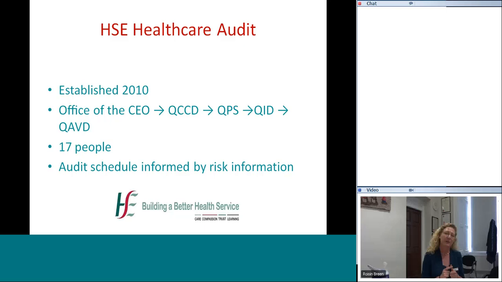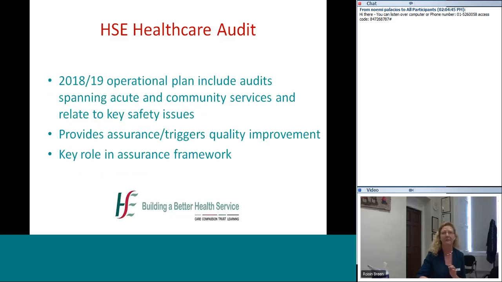So we look at information that's coming through the National Patient Experience Survey, information from the analysis of complaints, information from the analysis of incidents, information about gaps in the controls assurance process, and information that's coming on the risk register through its processes. So the 2018-19 healthcare audit plan includes audits that span every part of the organisation, including the acute and community services, and is related to key safety risks that come through those 5 sources that I've talked about. And I'll be coming back to the plan later on as well in the presentation.